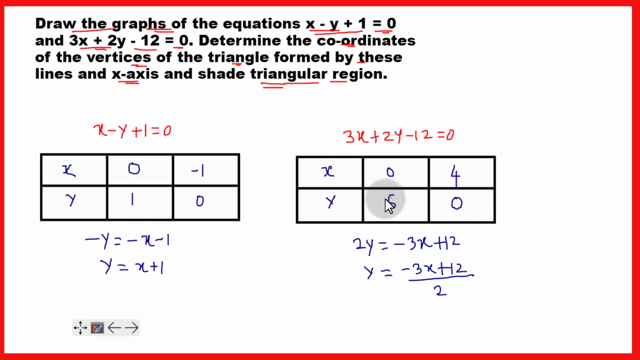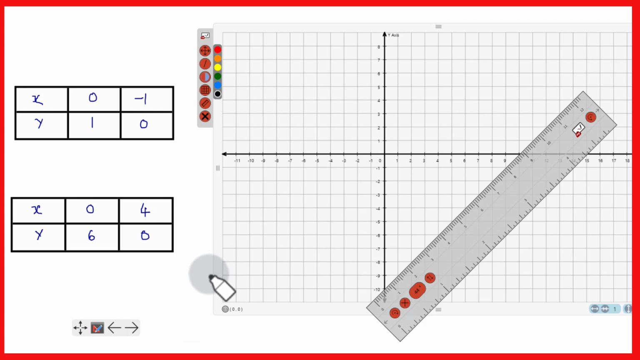Now you have got the coordinates of x and y for both the equations, and now you can plot the graph. So go to the next page, and here we will plot the equations. These are the coordinates for the equation x minus y plus 1 equal to 0, and these are the coordinates for the equation 3x plus 2y minus 12 equal to 0.